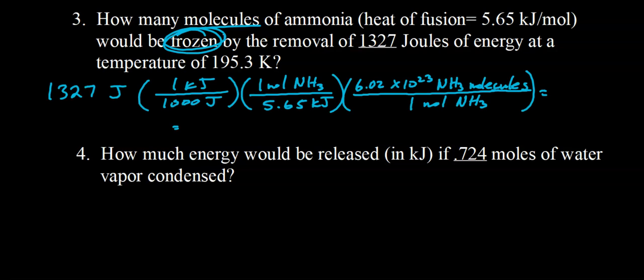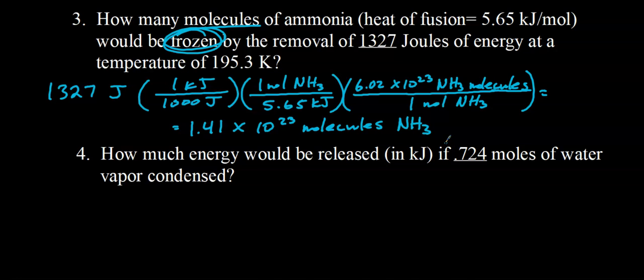All right, here's the setup. I ran out of room over there, so I'm going to write it here. The answer is 1.41 times 10 to the 23rd molecules of ammonia. Since we're just looking for molecules this time, I want to show you something a little different using Avogadro's number.